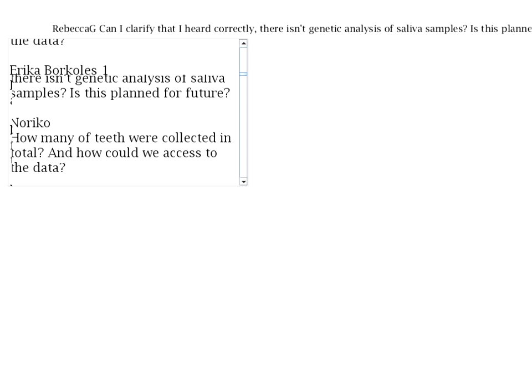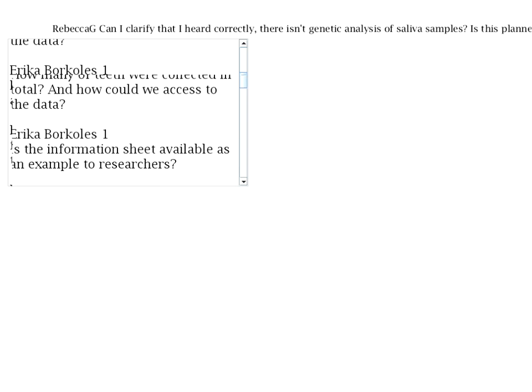There's a question that says, is the information sheet available as an example to researchers? I'm afraid I'm not sure what that means. Maybe the person, Erica Bocolis, could clarify what she means by that.